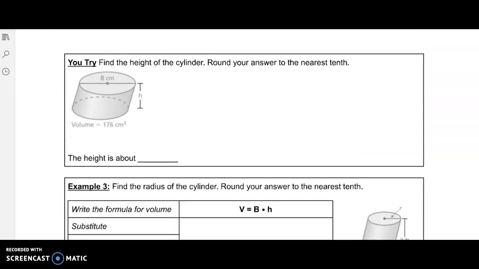So now I want you to try it on your own, and then you will check your answer with mine. But again, pause the video to do this, and then when you are ready to check your answer, go ahead and hit play.